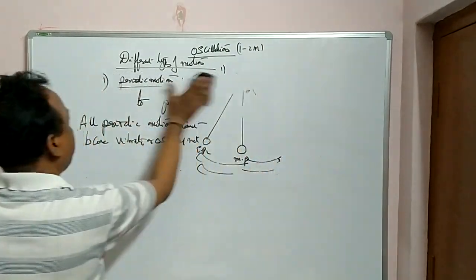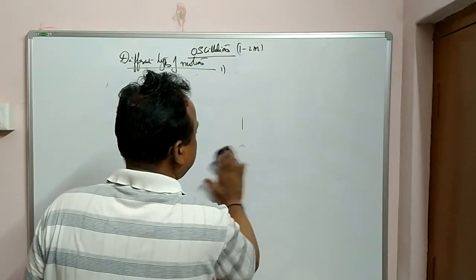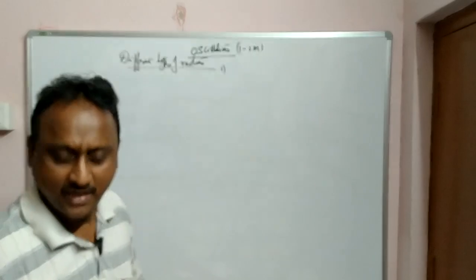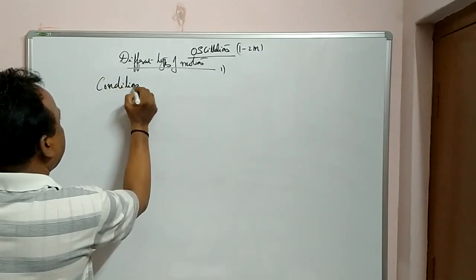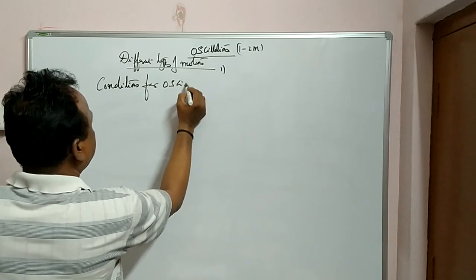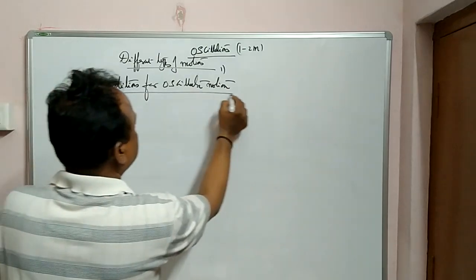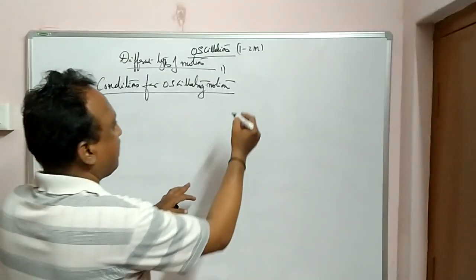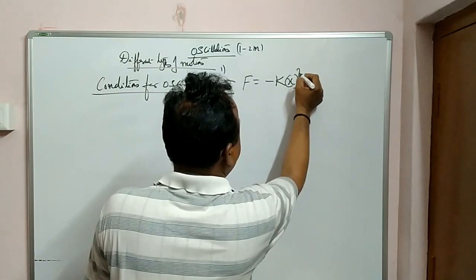After learning about periodic, vibratory and oscillatory motion, let us see what the conditions are to become oscillatory motion. Very, very important. Conditions for oscillatory motion. We have one mathematical formula, that is F is equal to minus kx power n.